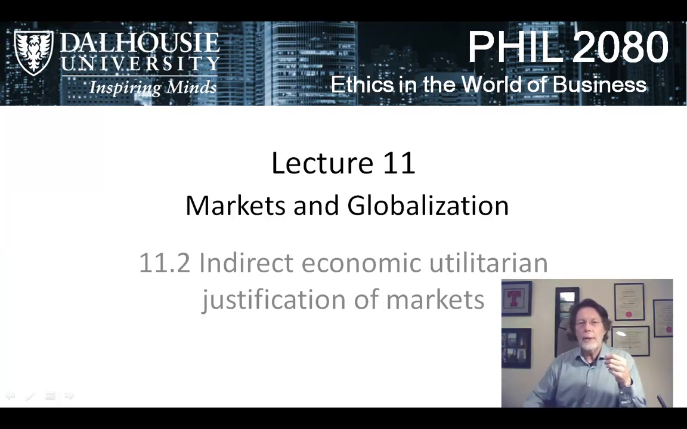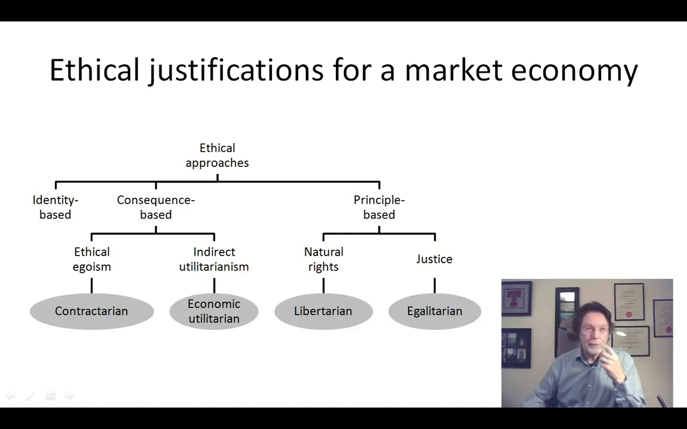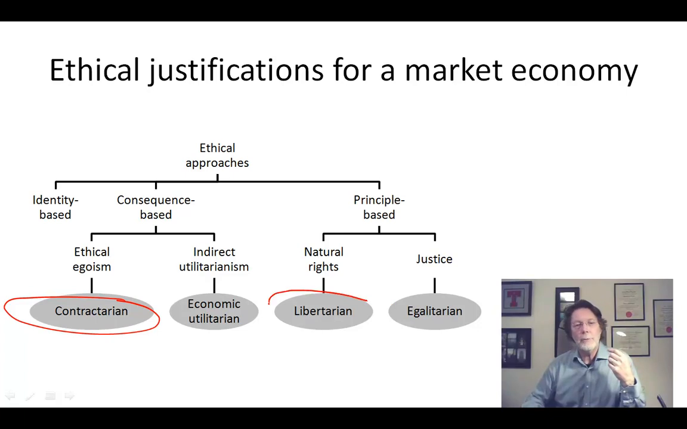So, just to remind you where we are, we looked last segment at contractarian justifications. Remember the avoiding prisoners dilemmas? And we talked briefly about the libertarian justification having to do with natural rights to property and to free exchange and the self-ownership of labor. They're important to know about.